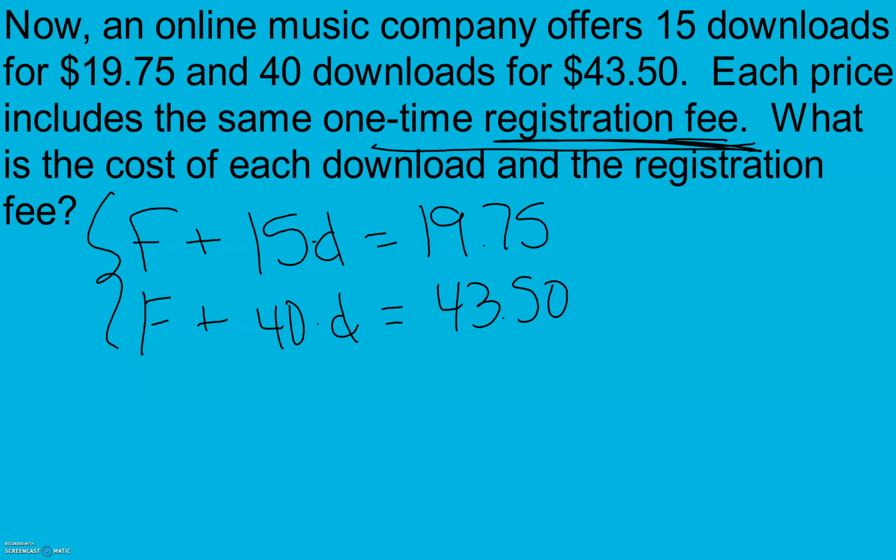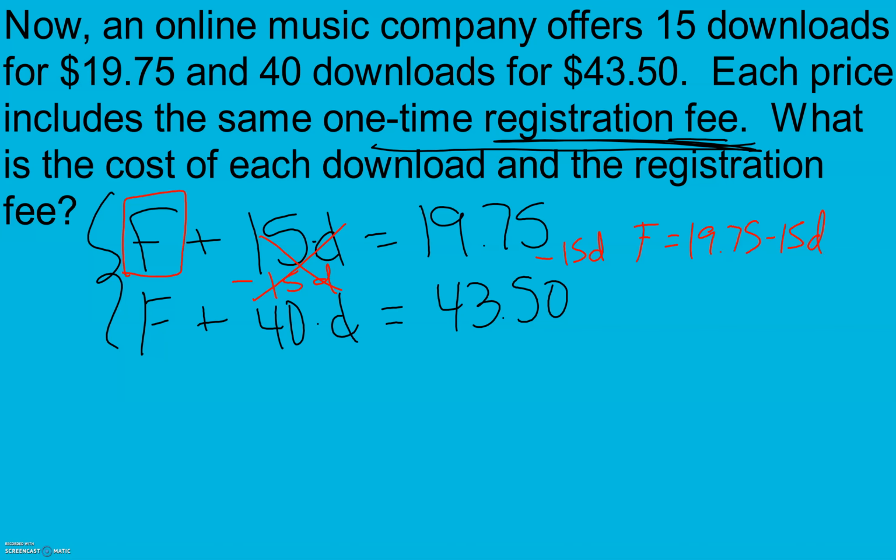First thing I'm going to do here is I'm going to solve for f. I'm going to use the top one because 15 is smaller. It gives me positive values when I combine like terms, but it doesn't matter. We can use either of them. But if we solve for f, it's going to be simplest because our coefficient is a 1. And we could have done that in either equation. So f equals 19.75 minus 15d.